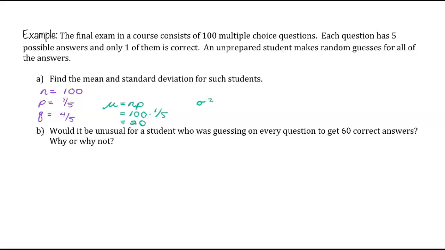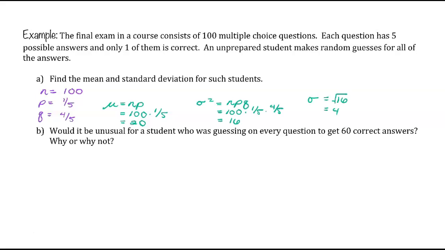The variance in this case, sigma squared, is equal to n times p times q, or 100 times 1 over 5 times 4 over 5. That's equal to 16. And the standard deviation is, of course, the square root of the variance, or the square root of 16, or 4.